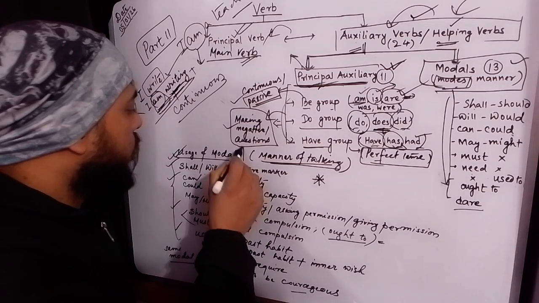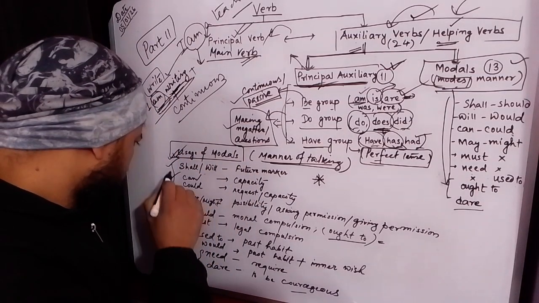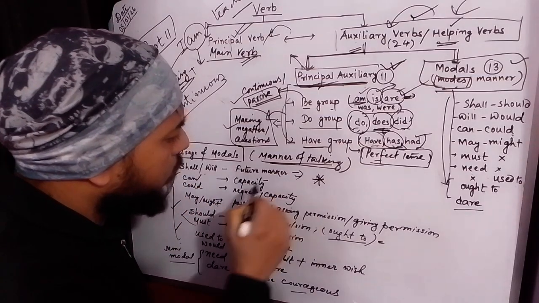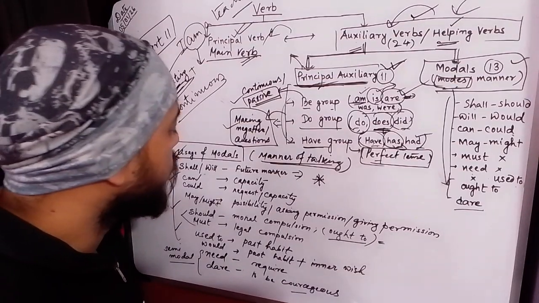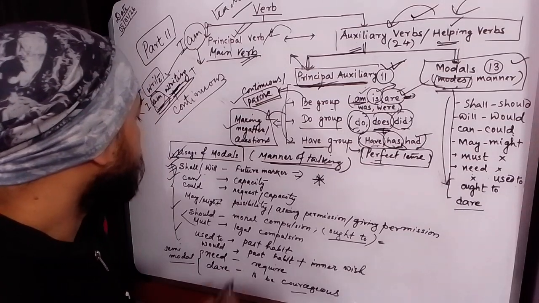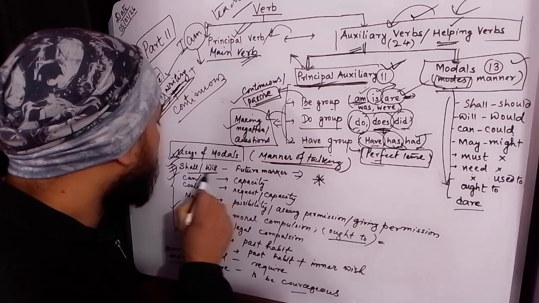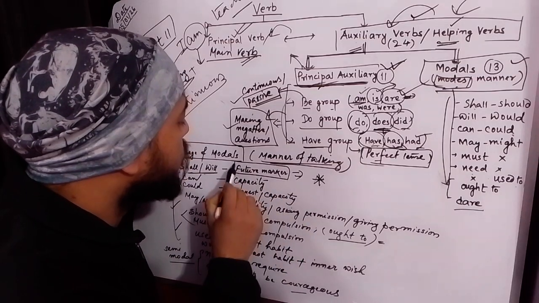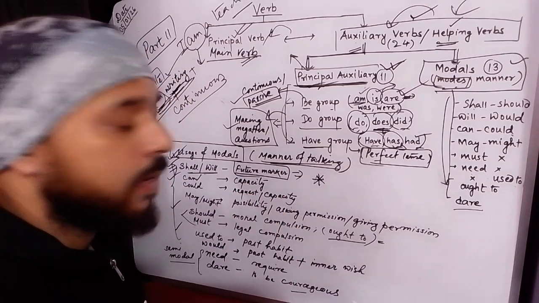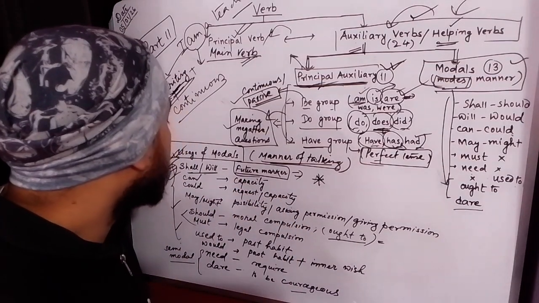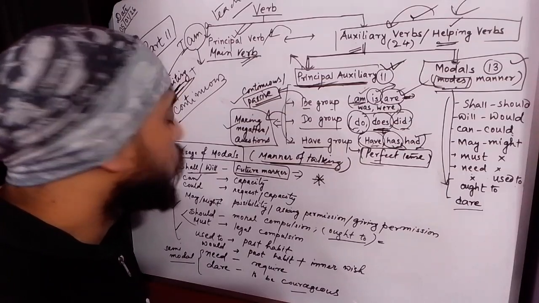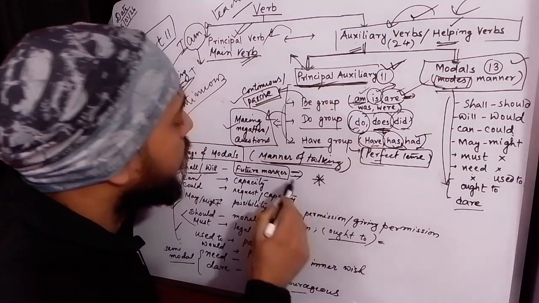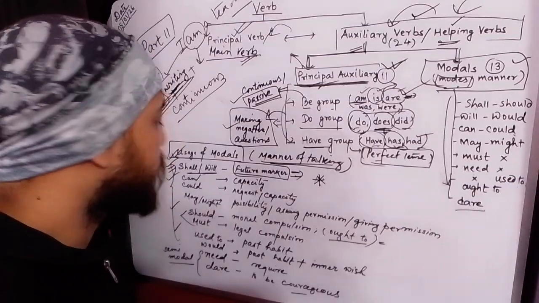So dealing with modals, you should take them in pairs. That will be much more helpful for you to understand. For example, shall, will, they are basically future markers. So in a sentence, when we use shall or will, they are simply future markers in future tense.